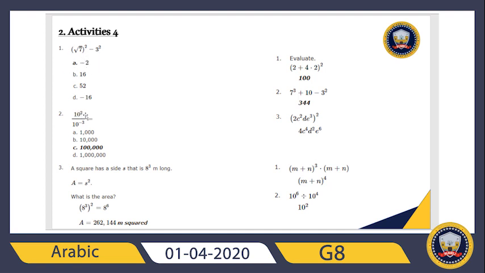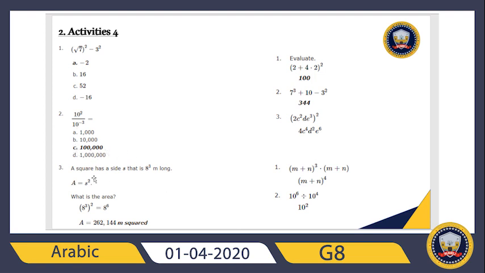Okay. Now what about this one? 10 to the power of 2 divided by 10 to the power of minus 3. We have a quotient of powers, the same base, so we subtract the powers. So this simplifies to 10 to the power of 2 minus minus 3, which is 2 plus 3, which is 5. So it is 10 to the power of 5. What does 10 to the power of 5 mean? It means 1 followed by 5 zeros, which is C.